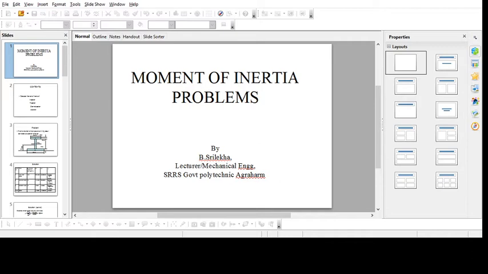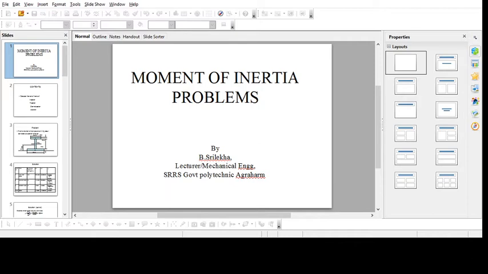in this class we are going to discuss moment of inertia of I section, T section, channel section and L section. So you are going to be cleared on how to find the moment of inertia of an I section, T section and a channel section.